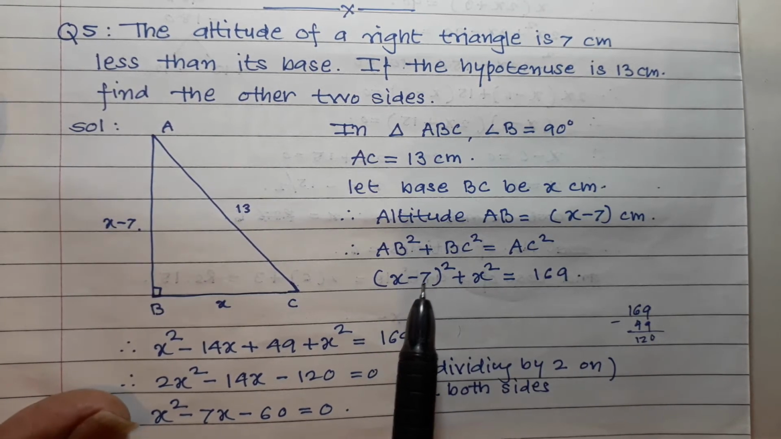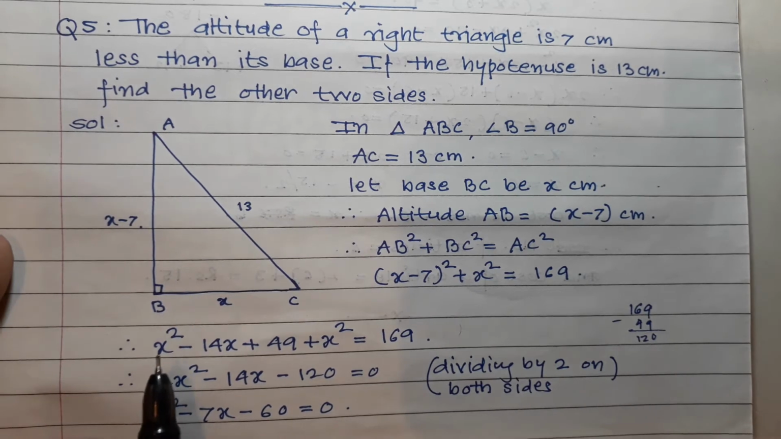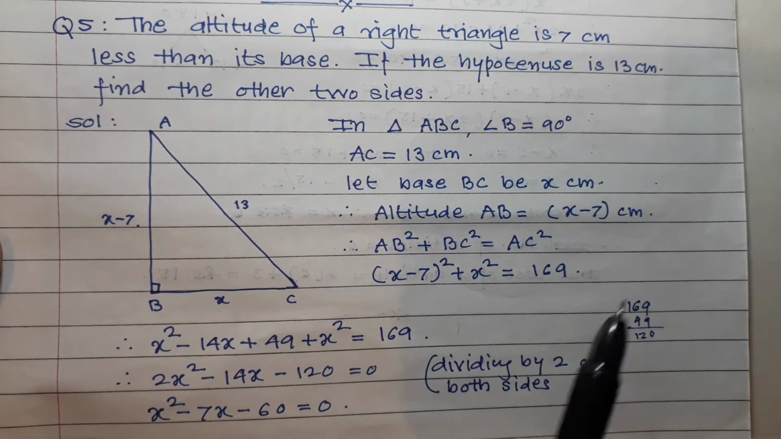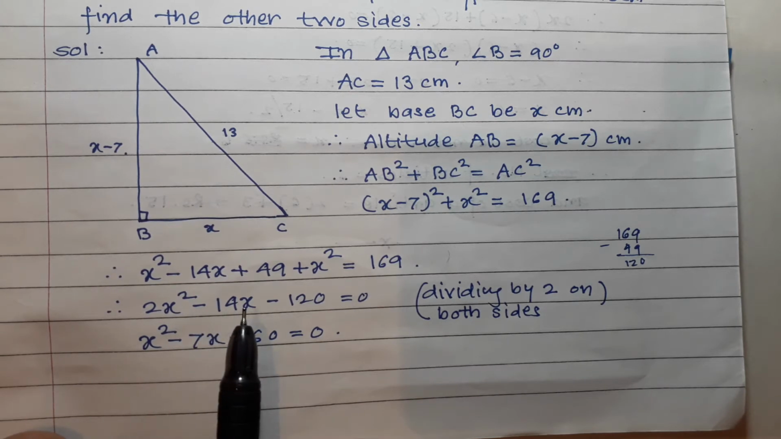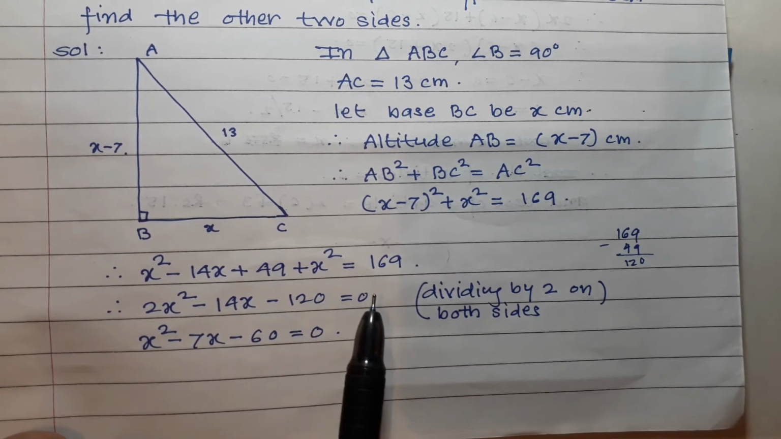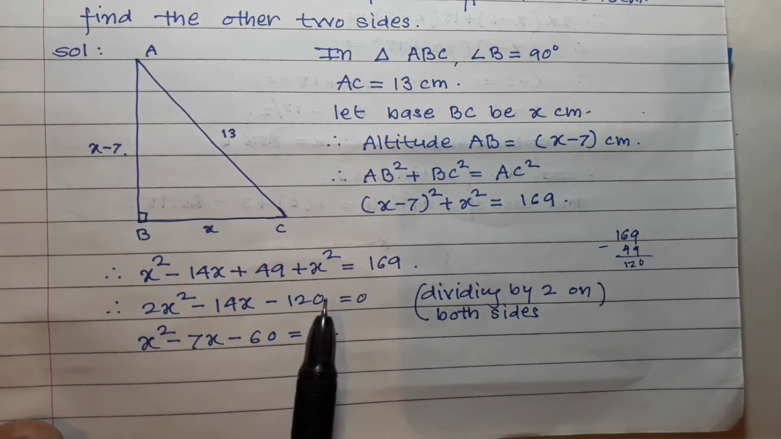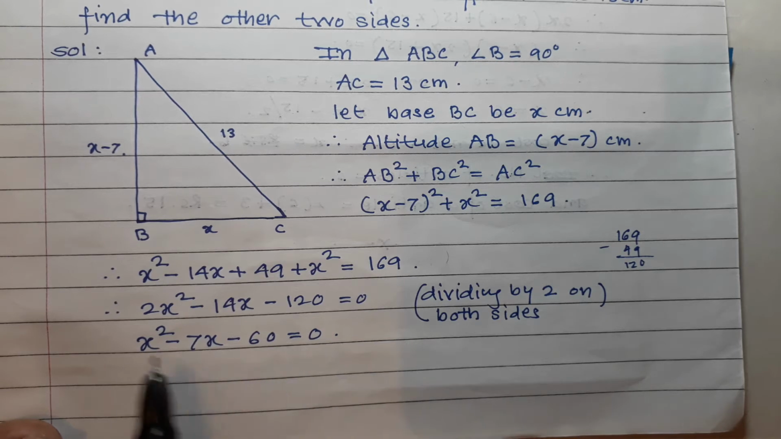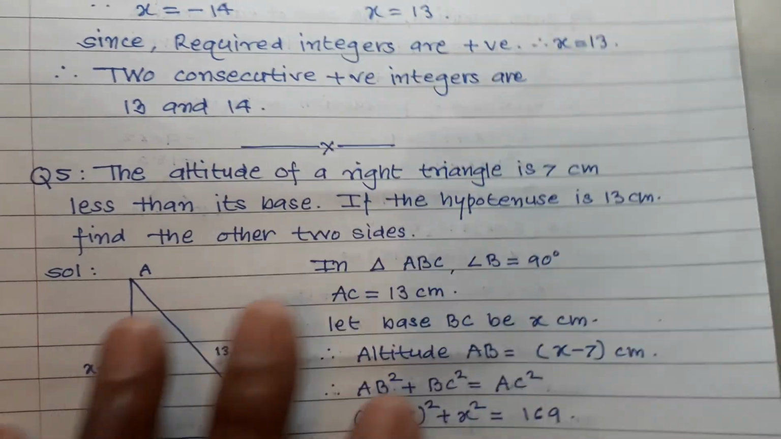And therefore (x minus 7) squared plus x squared is equal to 169. And therefore x squared minus 14x plus 49 plus x squared is equal to 169. And therefore 2x squared minus 14x minus 120 is equal to 0. Again observe this, here all coefficients are divisible by 2, and therefore dividing by 2 on both sides you will get x squared minus 7x minus 60 is equal to 0. And then this is a quadratic equation, factorize this.